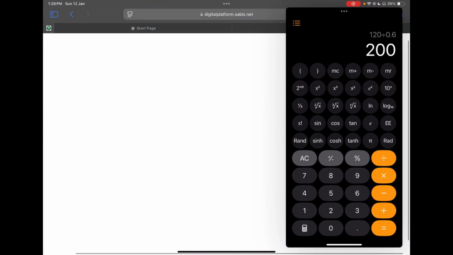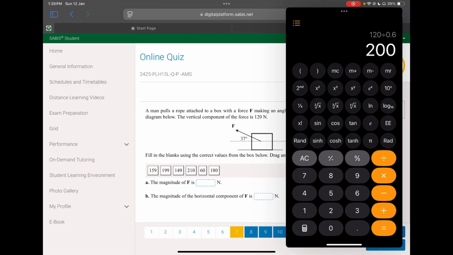And what is the closest to 200 here? Right, which is 199. And the magnitude of the horizontal component, so you do the force, which is 199, and horizontal we said the cosine, and the angle is 37, so it's going to be 158.9, which you round up to 159.